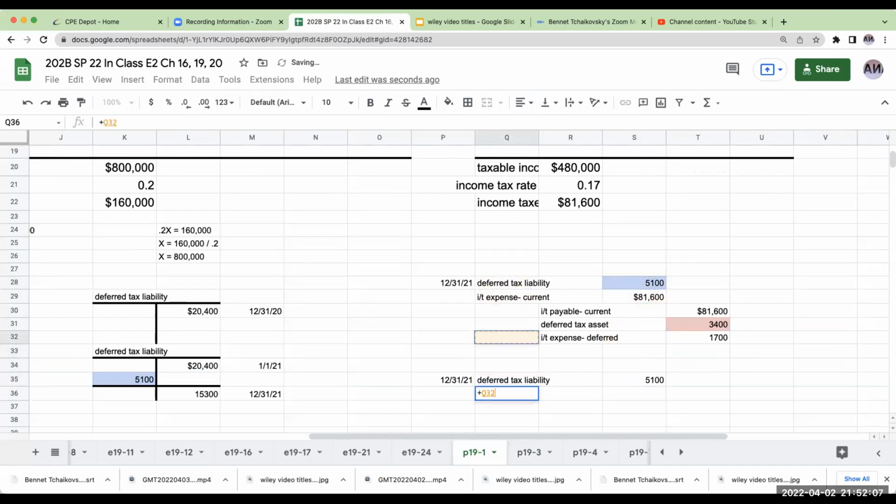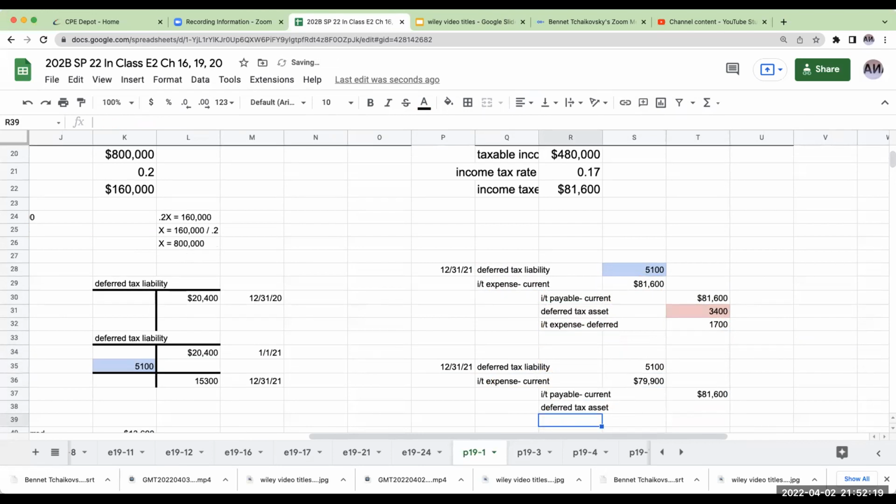We could just say income tax expense current, which would be 81,600 minus 1,700. And then we can have income taxes payable current of 81,600, and a deferred tax asset of 3,400. So again, we're coming up with the correct answer for this particular question. We're just doing it a little bit differently. So that's going to be our journal entry.